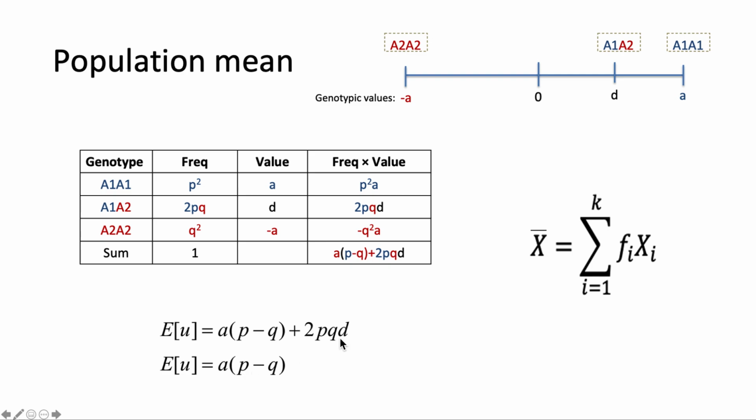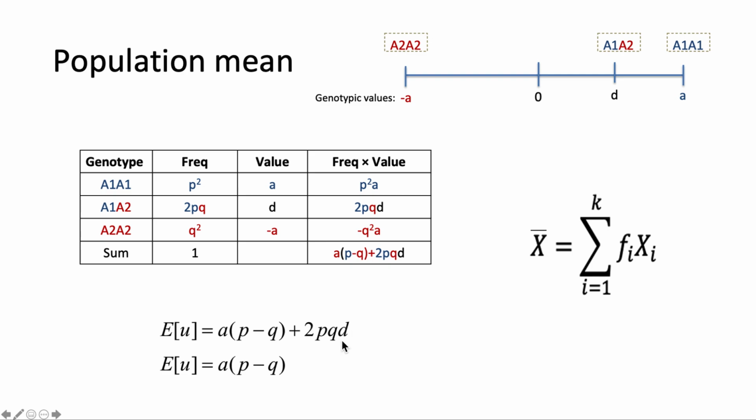But if there is some degree of dominance, the expected mean of the population is equal to the additive effect times the difference between the allele frequencies, plus the heterozygous frequency times the dominance deviation.